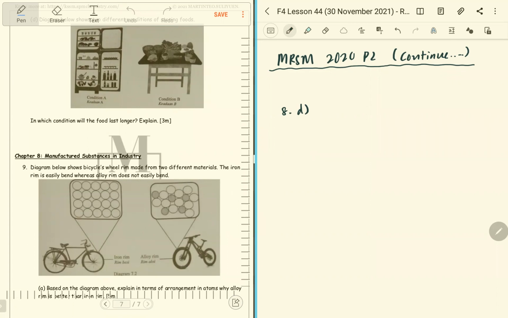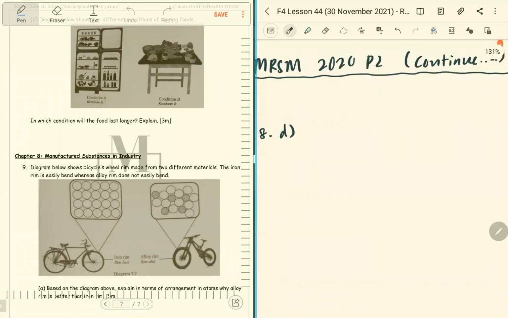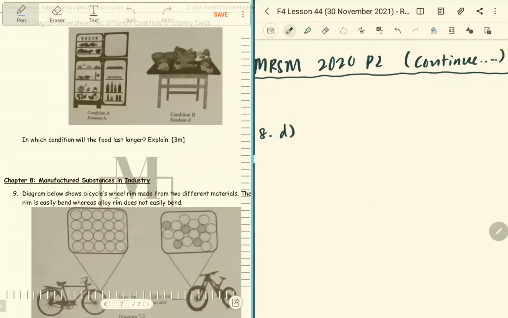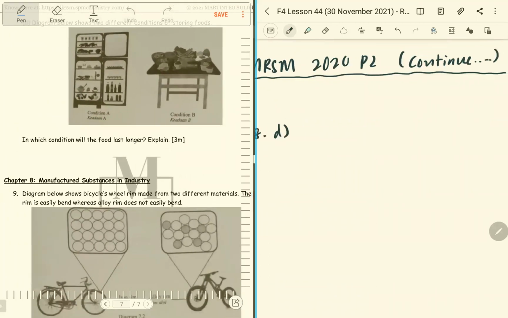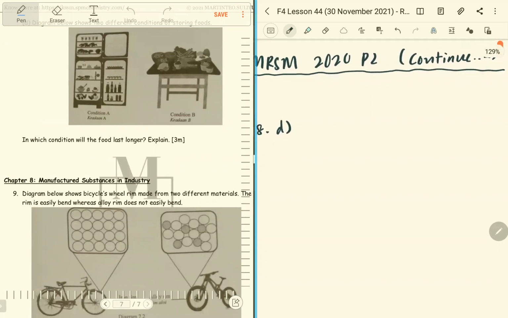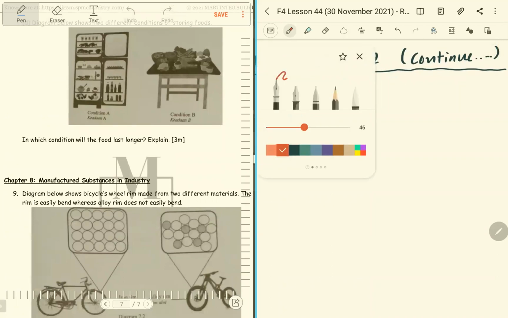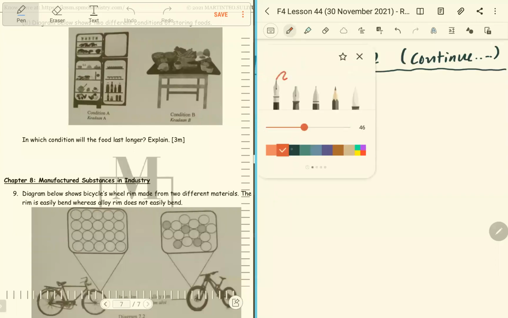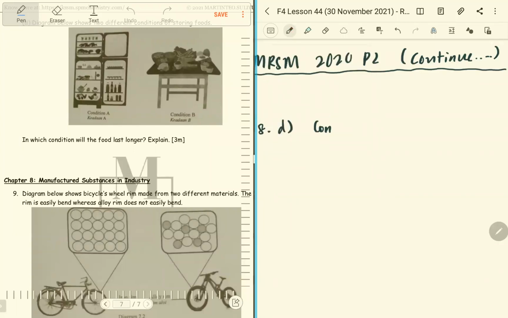Okay, let me discuss the answer for this one, 8D. The diagram below shows the different conditions for storing food. Condition A and B. A is showing you a fridge, and B is just open air or room temperature. In which condition will the food last longer? When you see lower temperature, you go for the lower temperature one. When you see fridge, you write fridge. So condition A will be the one where the food will last longer.